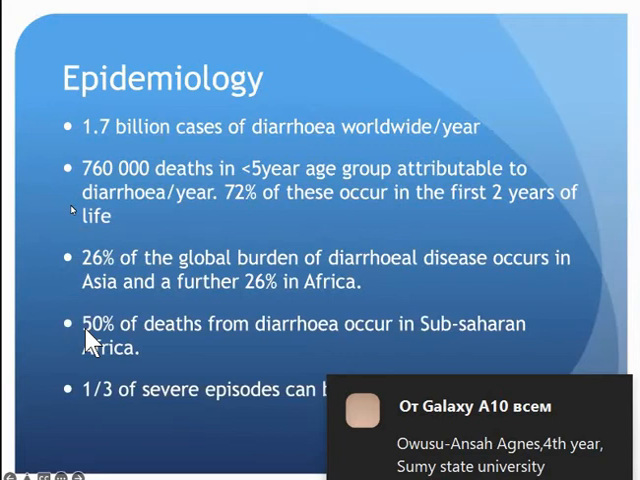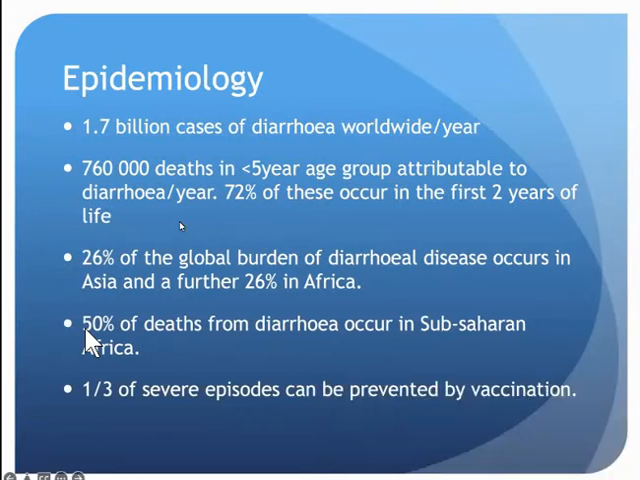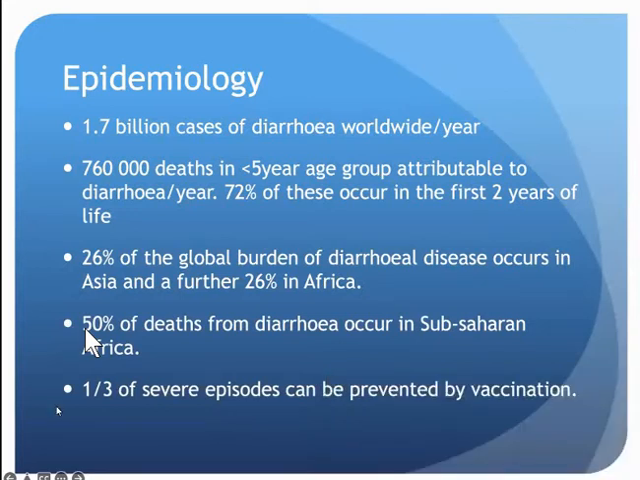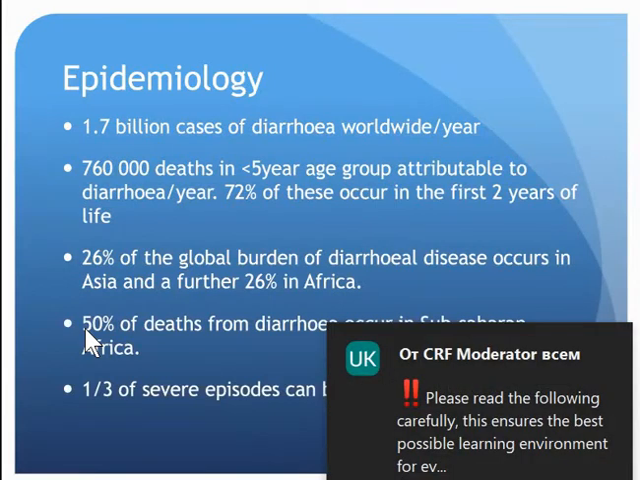About a quarter of these diseases occur in Asia and a further quarter in Africa, with the remaining half across the rest of the globe. However, 50% of those deaths from diarrhea occur in sub-Saharan Africa. So we're going to look at some of the preventive measures that have allowed other parts of the world to be successful in decreasing deaths. About a third of these severe episodes can be prevented by vaccination.